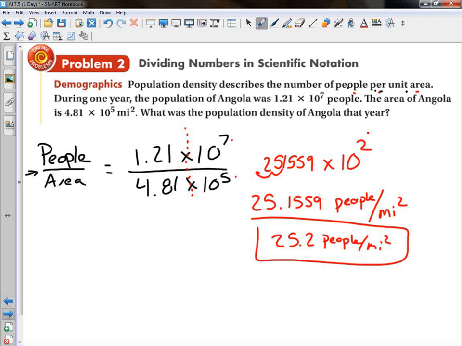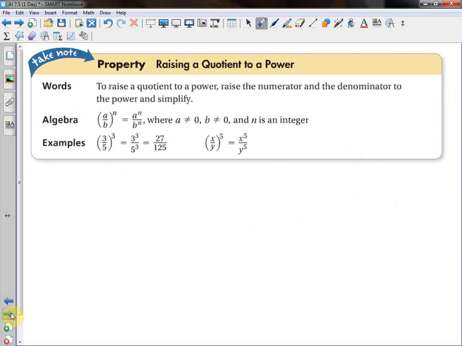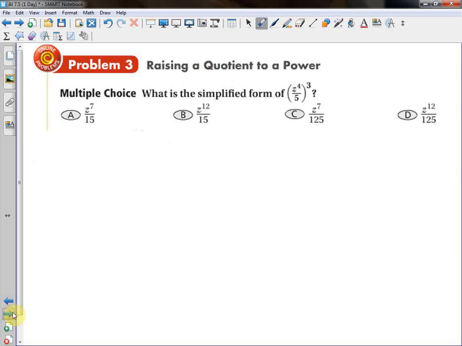All right. Let's talk about the next property, which is raising a quotient to a power. If we have a fraction and we're going to raise it to a power, it's going to follow the same distributive rule that we did before. So here the n is going to go to the base of a and the base of b. It's going to go to both of them. And in the example here, you see that we get 3 to the third and 5 to the third, which ends up being 27 over 125. So let's try some of those.